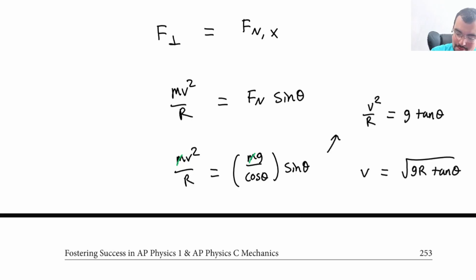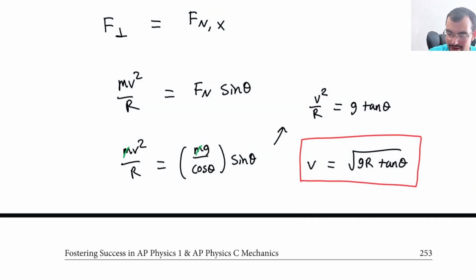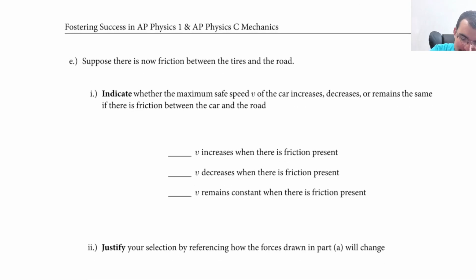And this actually isn't a minimum or maximum speed. This is actually the only speed you can go around a banked curve, because the normal force is fixed, and that's what's helping supply the centripetal force. So that's why this is not a realistic model, because there's only one magic speed you can go around this frictionless banked curve. A more reasonable assumption is to say that there is friction. We're not going to do this quantitatively, but we're saying now that there's friction between the tires and the road. Indicate whether the maximum safe speed increases, decreases, or remains the same when there's friction present.